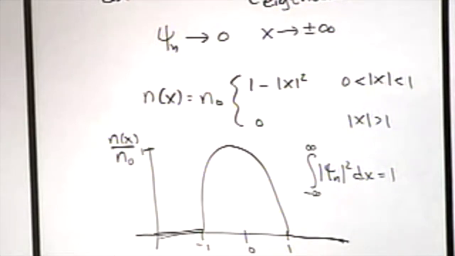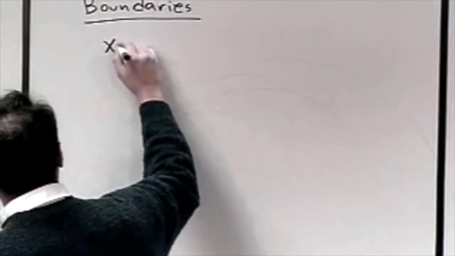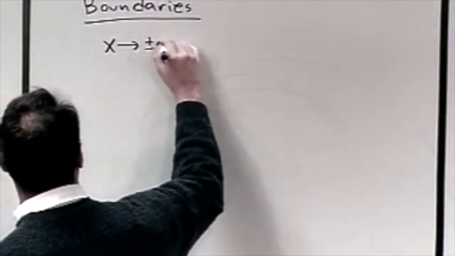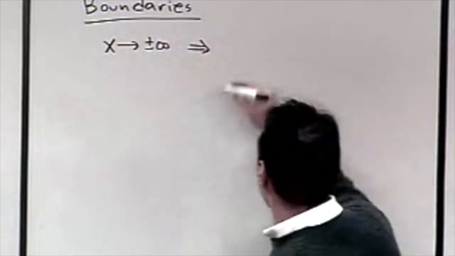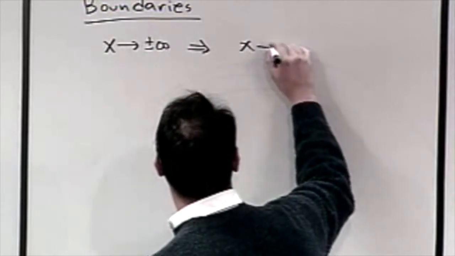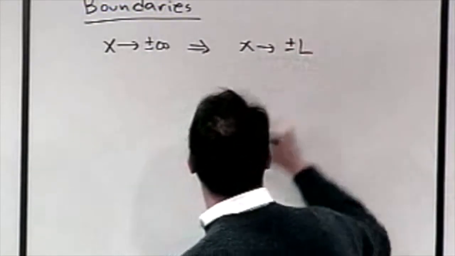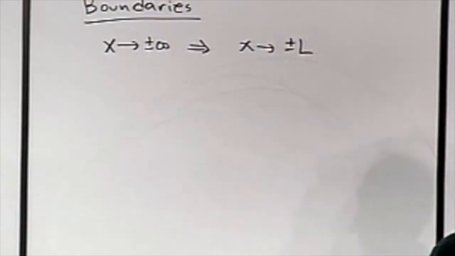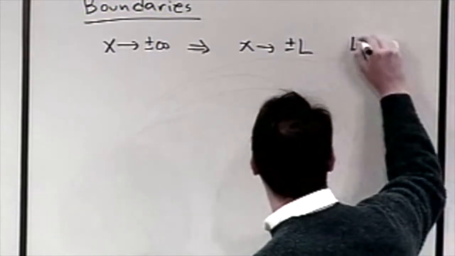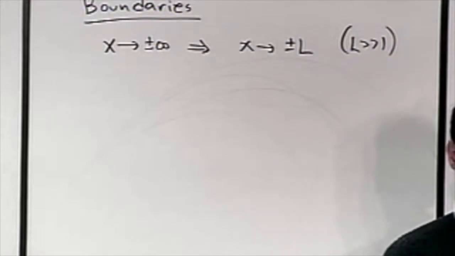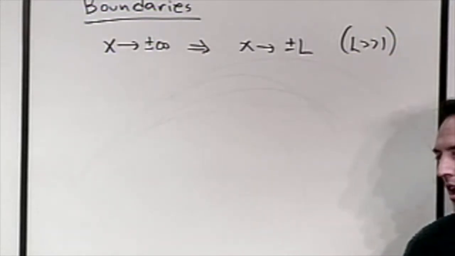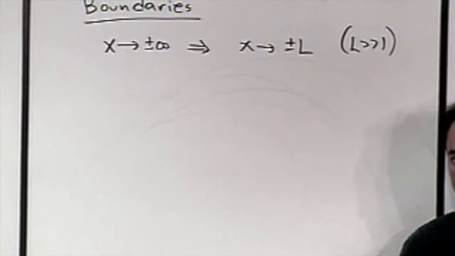Facts for the boundaries. First of all, when I solve on a computational domain, notice that x goes to plus and minus infinity. But on the computer, my x is only going to go to plus and minus L, where L can be a lot bigger than 1, but it's a finite domain. The computer doesn't handle infinite domains. You can't. Okay, that's first observation.